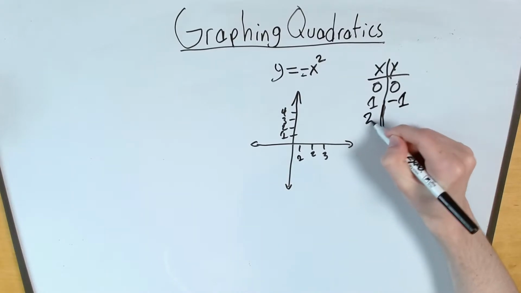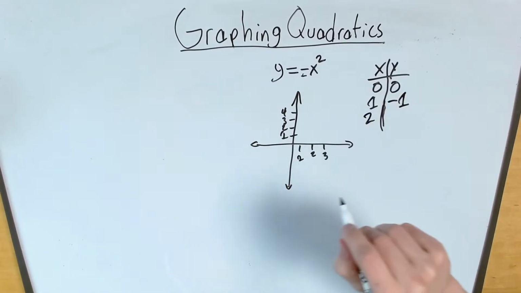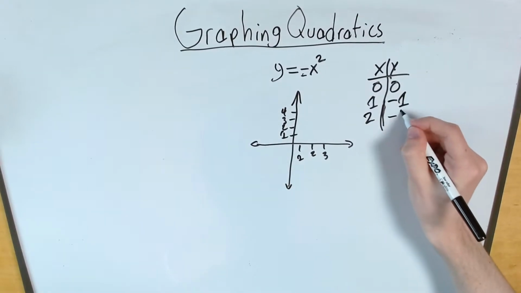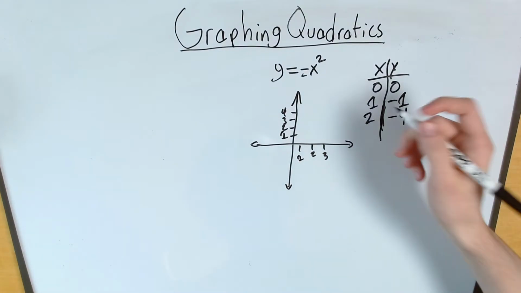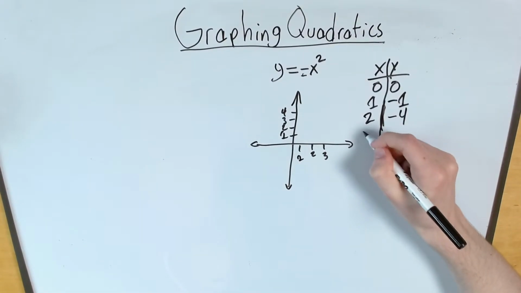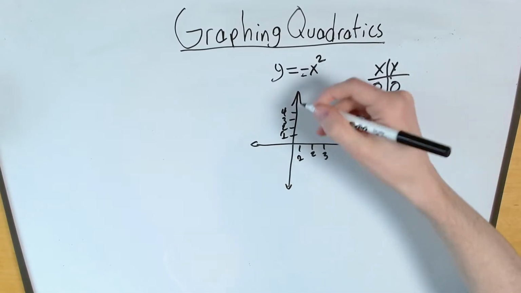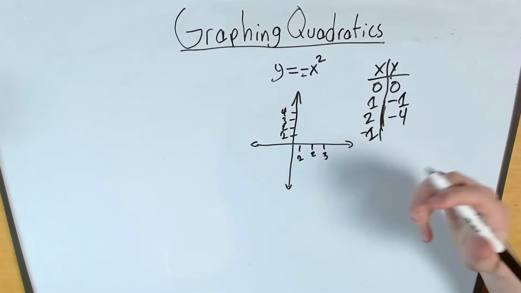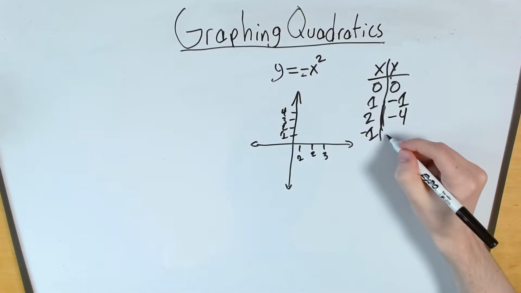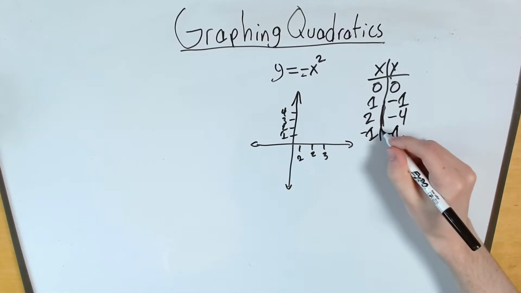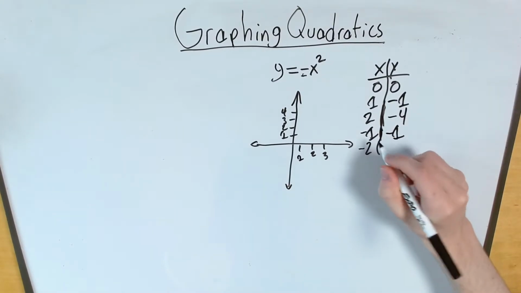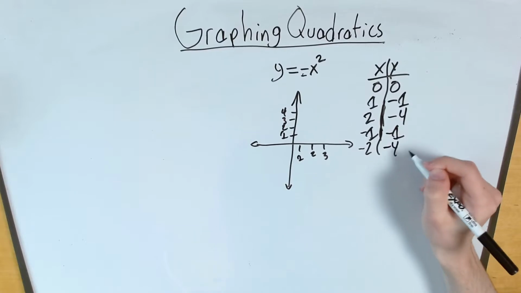I plug in 2, 2 times 2 is 4. That negative sign means it's actually negative 4. And I'm going to do my negatives too, just for good measure. So I'm going to do negative 1. Negative 1 times negative 1 is 1. With a negative sign, that's actually negative 1. At negative 2, I get negative 4.